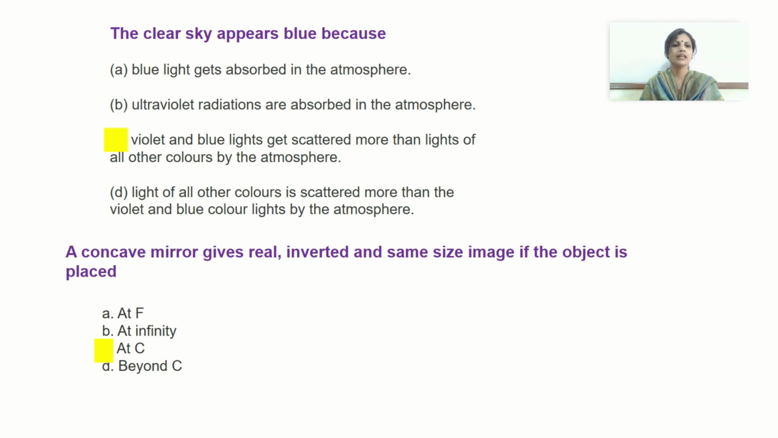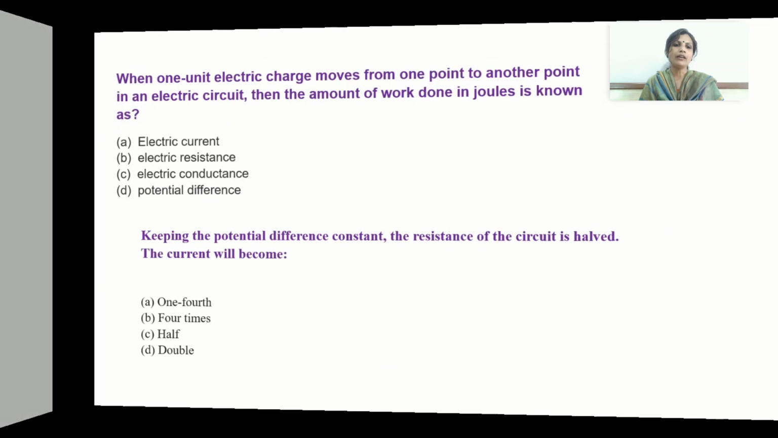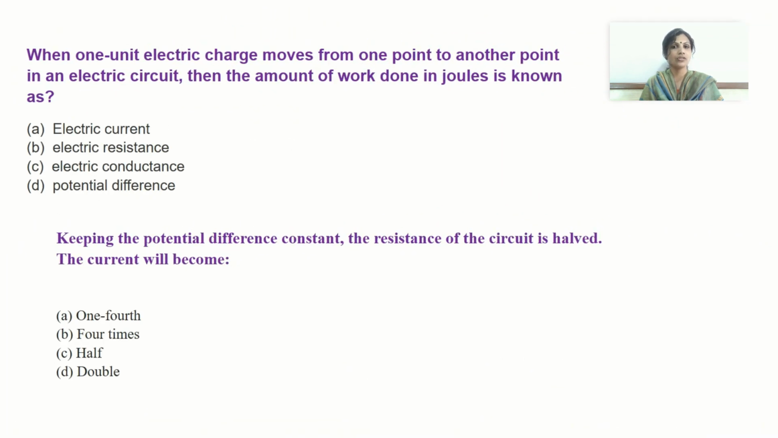Okay. Next question. When 1 unit electric charge moves from one point to another point in an electric circuit, then the amount of work done in joules is known as. Can you recollect, this is the definition of which physical quantity? It is the potential difference. Work done in taking a charge from one terminal to the other terminal of a cell or a battery.